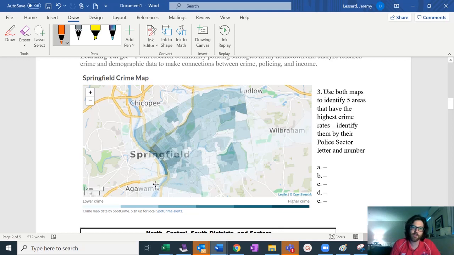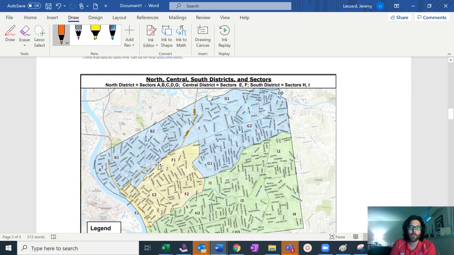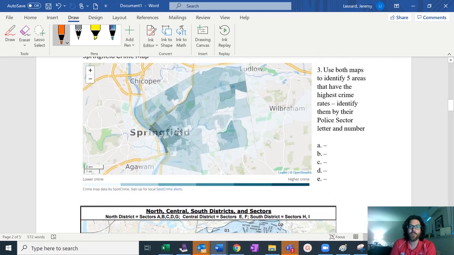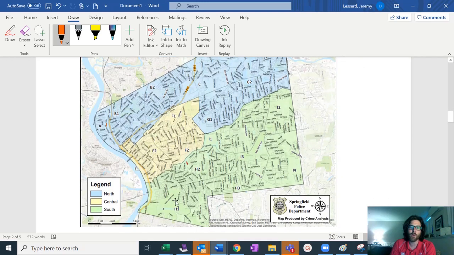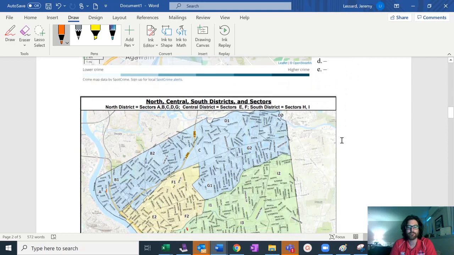And in this map, there are different colors. Lighter colors represent lower crime rates, and darker colors represent higher crime rates. I want you to use this map and this other map that has identified areas that the police call their districts, District A, B, etc. I want you to think about what areas on this map have high crime and what areas they fall into on this map and identify them.